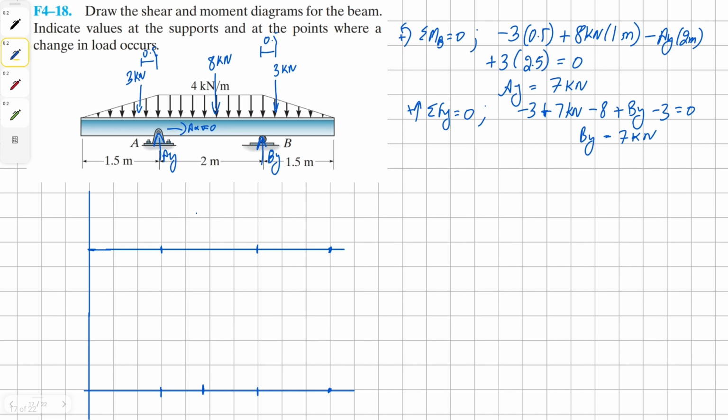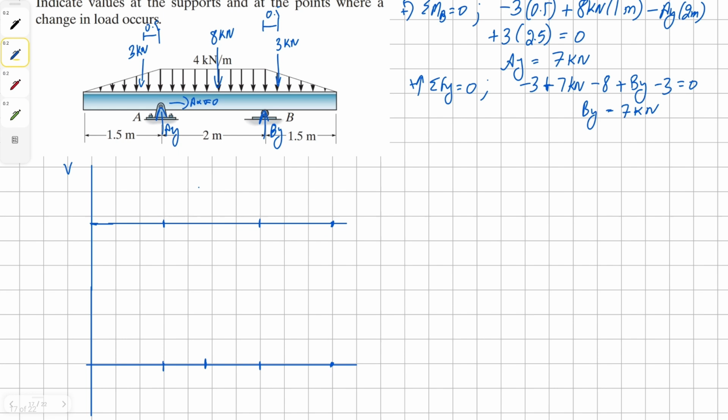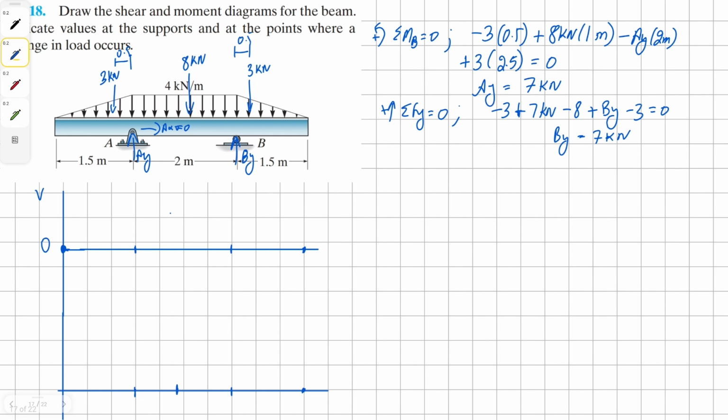Anyways, now that we have all the values, we can start drawing our diagrams. So for our shear, we're going to begin at 0. And then we have our first uniform load, which is triangular, and it's going to go downwards all the way till 3 kilonewton. And our curve is going to be second order, and it's going to be concave downwards.